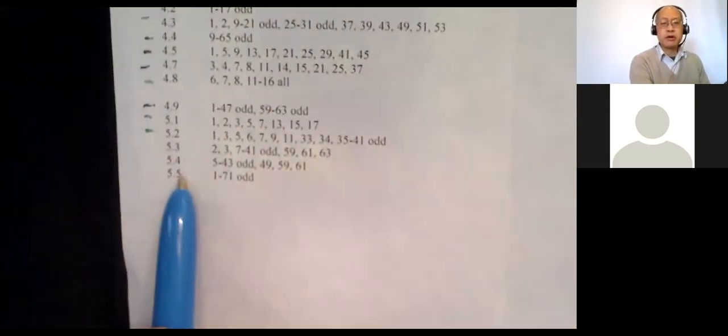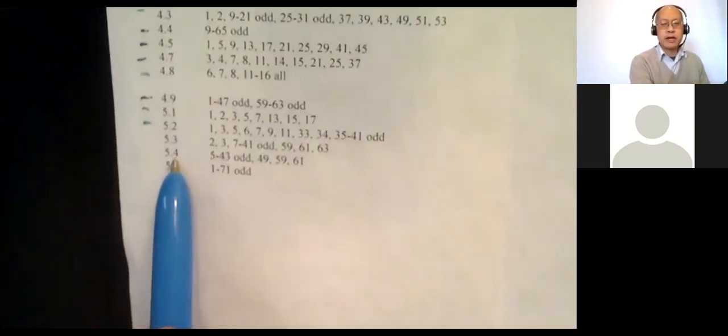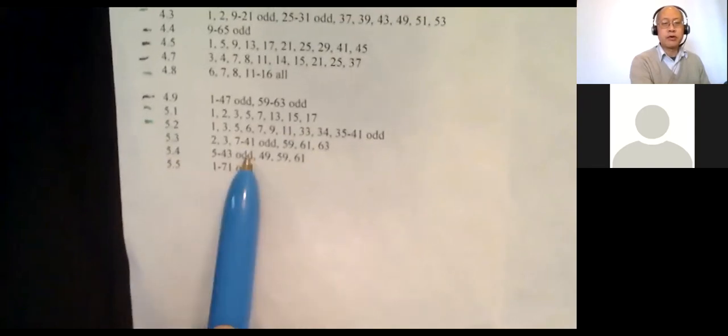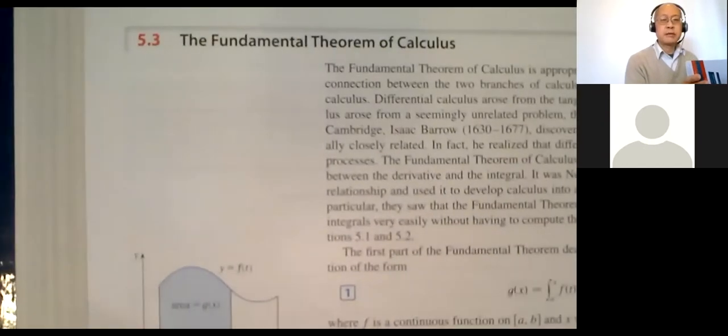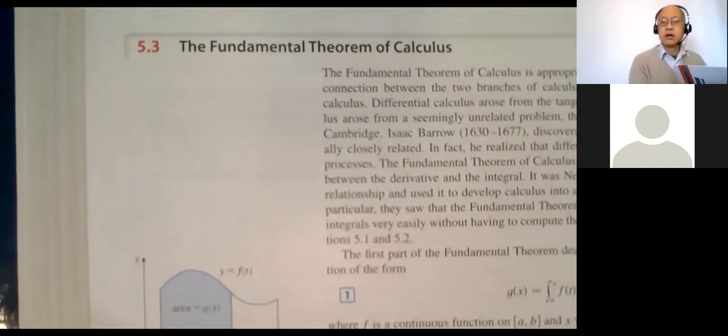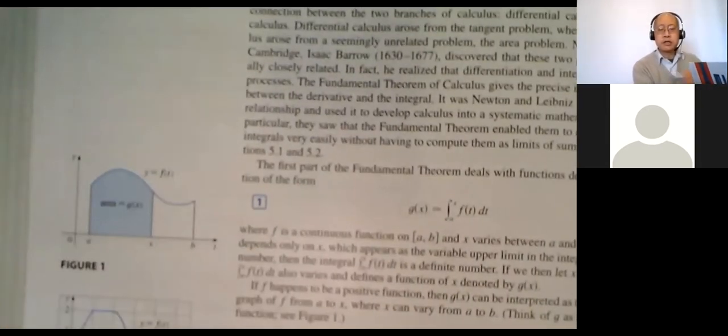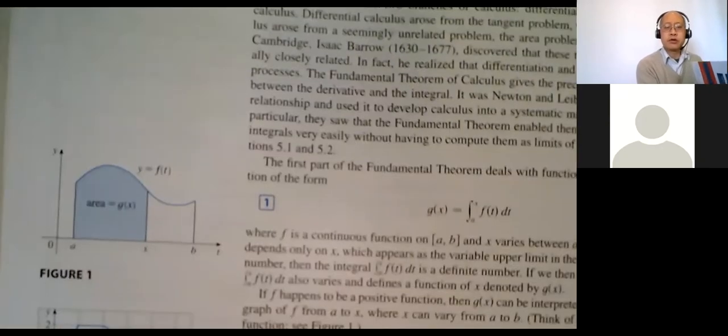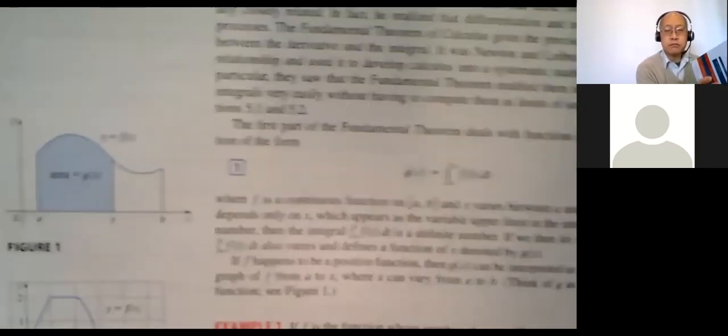So we're down to just 3 more sections. In 5.3, there's a lot going on though. Let me just introduce a little bit of it. 5.3, page 392, something called the fundamental theorem of calculus. So we have this strange new function, sort of like an area function.